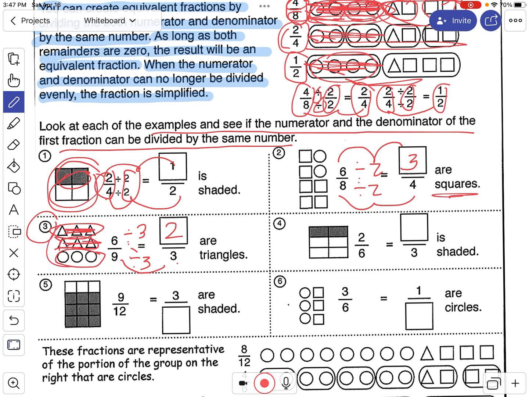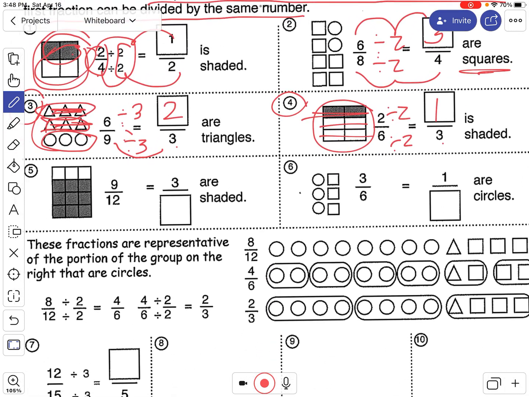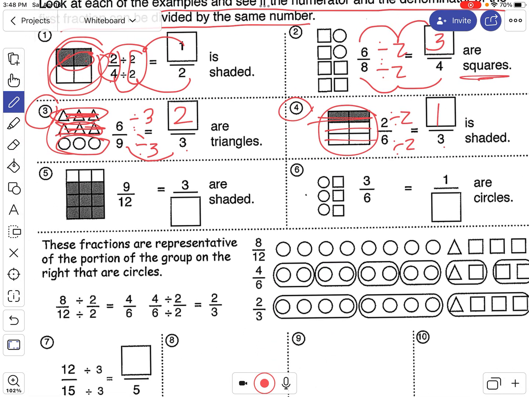All right, pause and do number 4. You should have already done it. 6 divided by 2 is equal to 3. Make sure you show these divided by. 2 divided by 2 is 1. Do you see the 1/3 right there? There's one stripe out of 3 stripes altogether that is shaded, right? One stripe is shaded. Okay, pause the video and do 5 and 6.